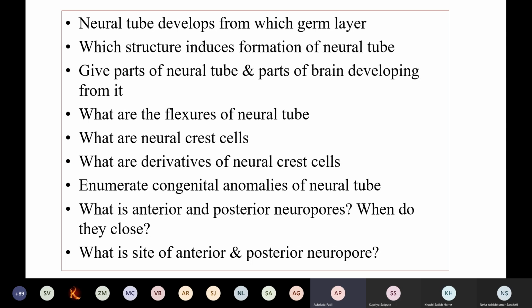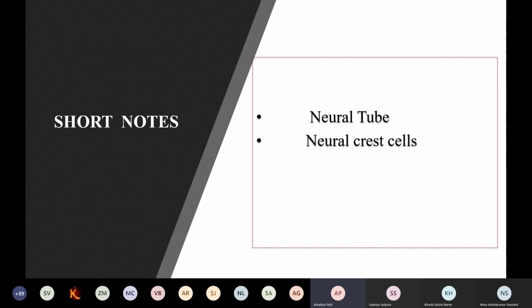And what are their derivatives? You should know the congenital anomalies, the anterior and posterior neuropores, when do they close, what are their sites? All these questions may be asked. So short notes may be asked on the neural tube or on the neural crest cells. So that's all.